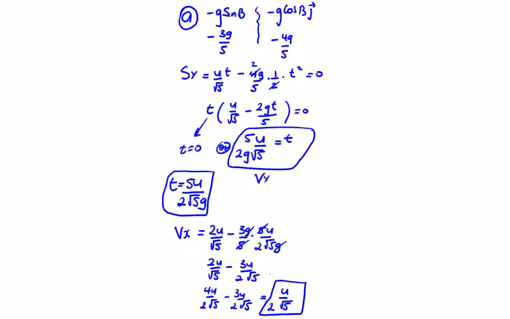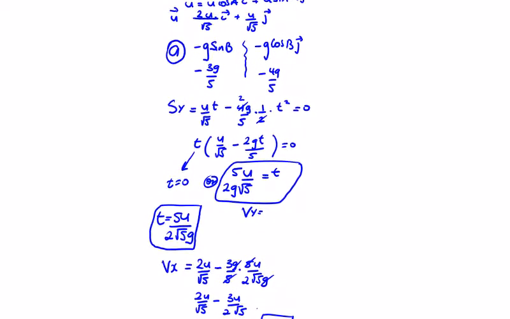The velocity in the y direction, u over root 5 first, u over root 5 minus the acceleration times t, minus 4g over 5 times time, which is 5u over 2 root 5g. The g's cancel. The 5's cancel. So I get the 2 will divide into the 4, so I get u over root 5 minus 2u over root 5, which is just equal to minus u over root 5.